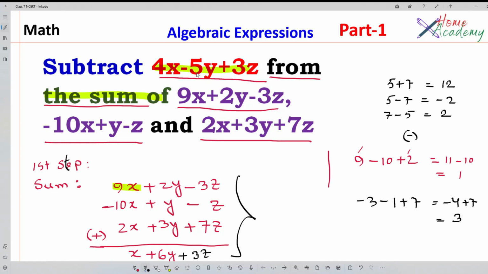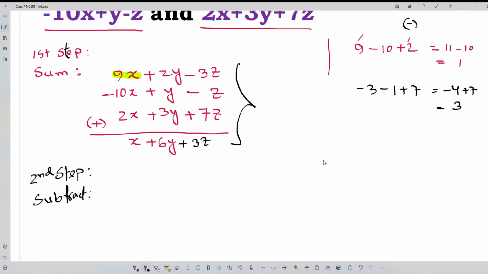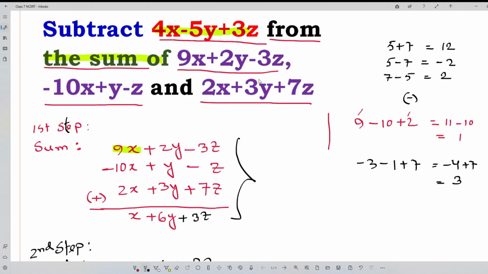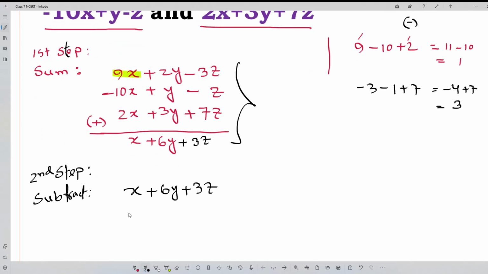Look, subtract from what? From the summation of these expressions. So first we will write the summation. What will be the answer? The answer is x plus 6y plus 3z. Then we will write 4x minus 5y plus 3z. 4x minus 5y then plus 3z.